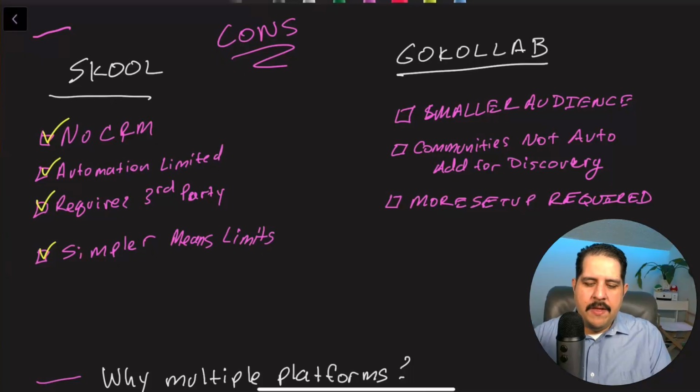Now with GoKollab, although it covers a lot of these things because it's an all-in-one system, it is a smaller audience when you're talking about discoverability. Right. And that's going to be important in the next piece.